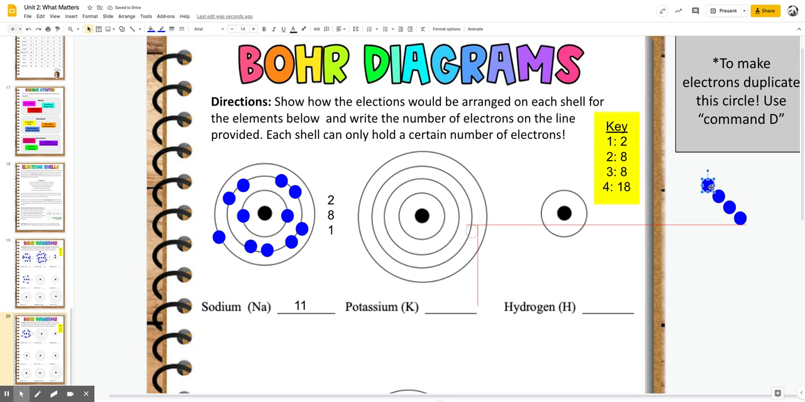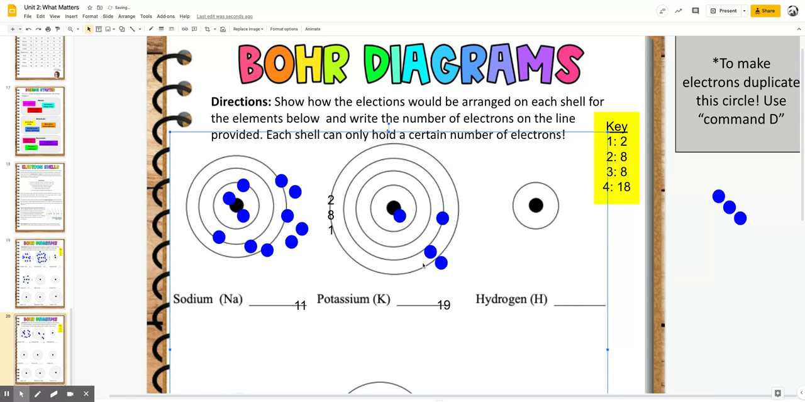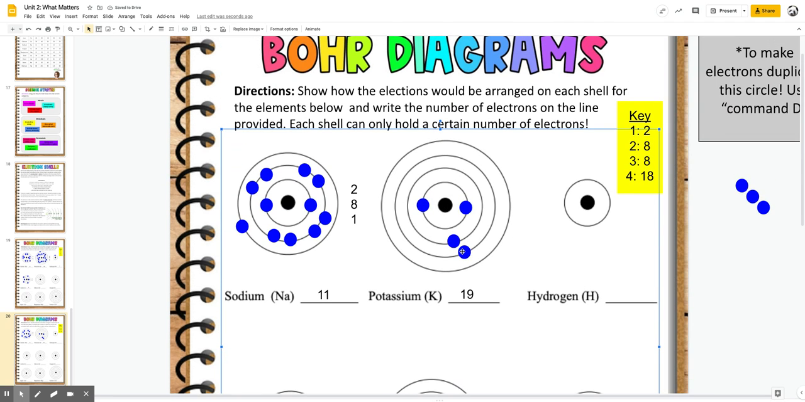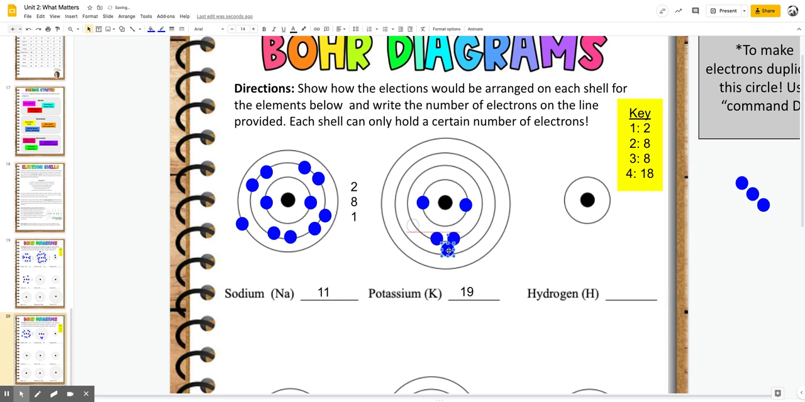So let's try potassium. Let me just grab one. Potassium has an atomic number of 19, so that means it has 19 electrons. 2 electrons are going to go on the first shell. We pretty much always fill up the first shell unless we have a really, really small element like hydrogen. So I filled up the first shell, so I'm going to move to the second shell. It can hold 8. So the first and second shell together hold up to 10. So that means I'm going to fill up the first and second shell completely.